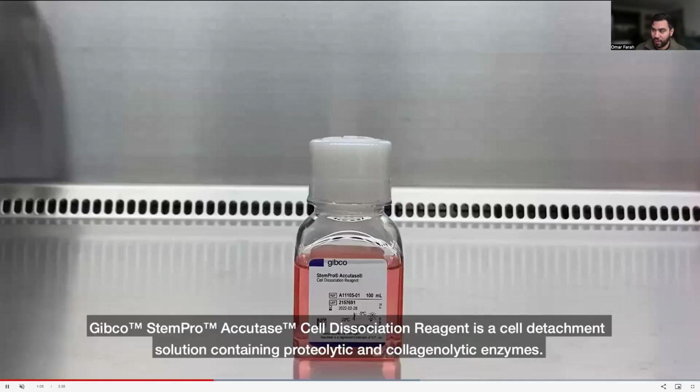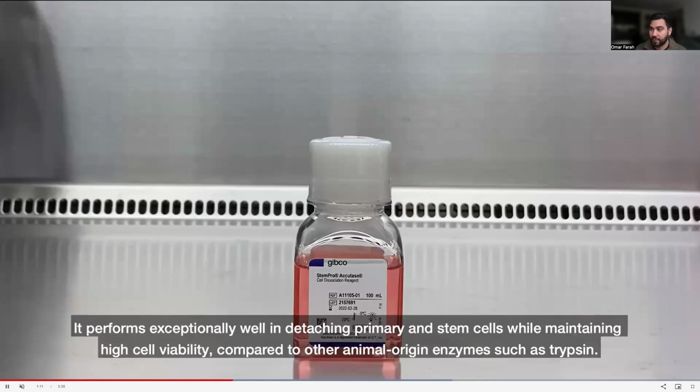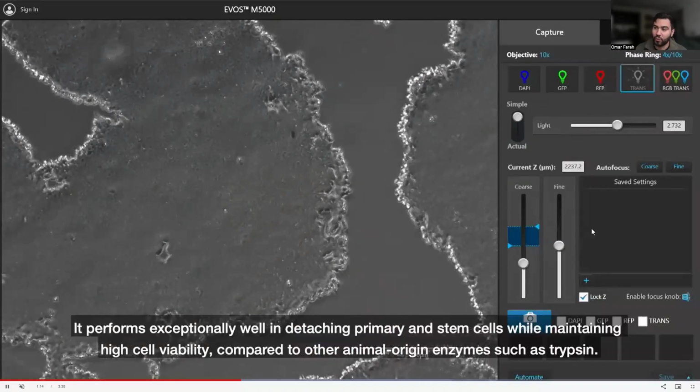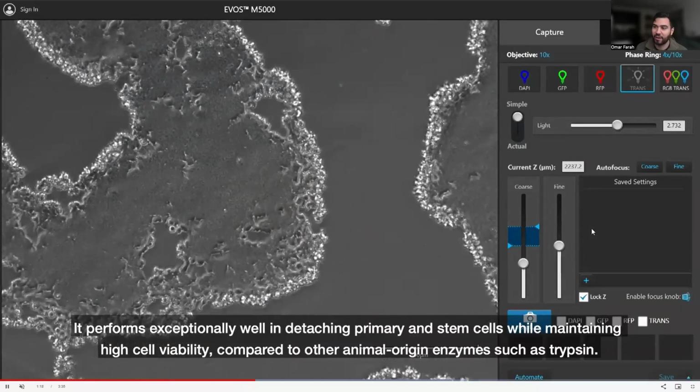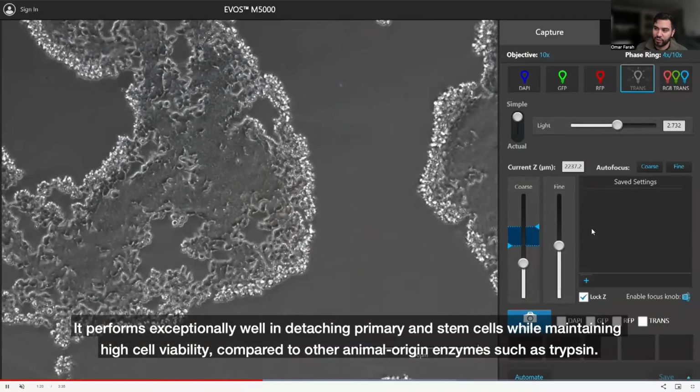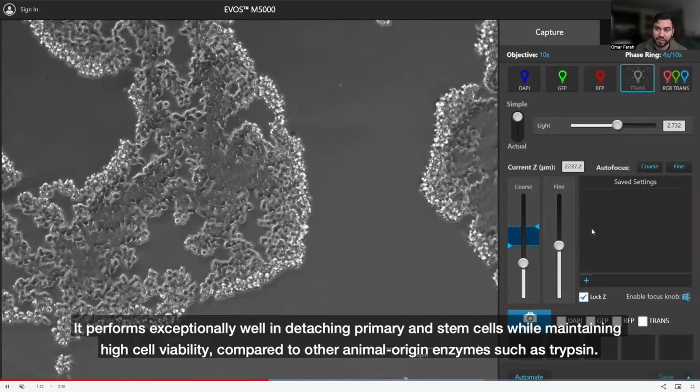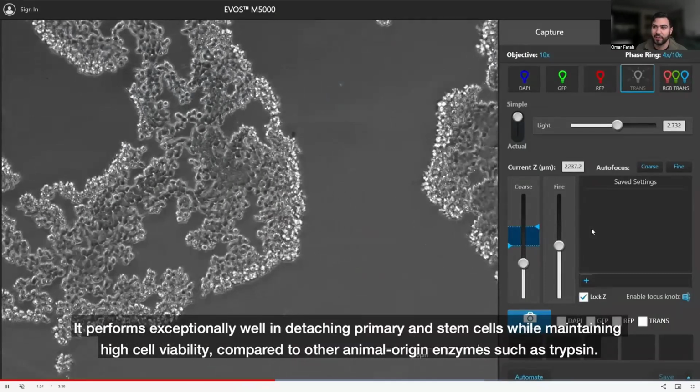I mentioned the StemPro Accutase is a little bit stronger, right? This is more of a proteolytic enzyme. And you'll see right away that the dissociation strength of this reagent is definitely higher than that of Versene, and that you can go down to those 1 or 2 cell clusters quite easily.